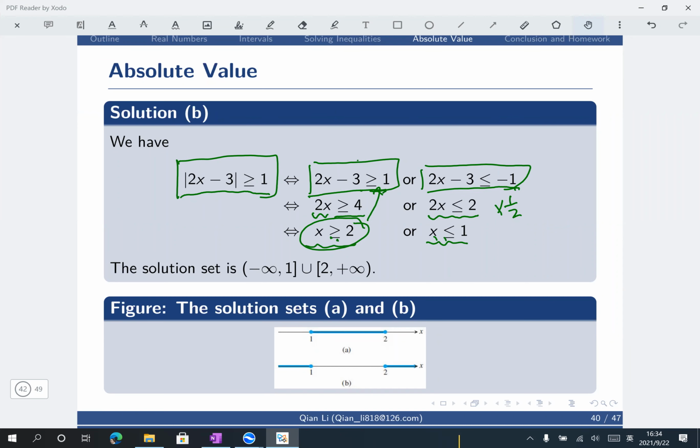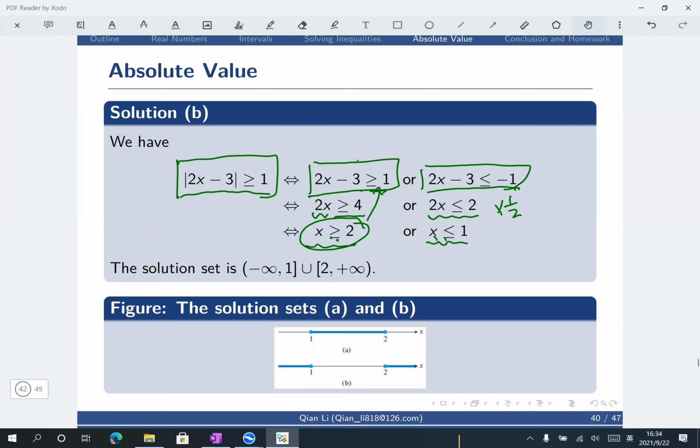Now, infinity symbol, not. Which step? The solution set is negative infinity to 1, and he's talking about the union sign. Yeah, I am talking about the union sign.